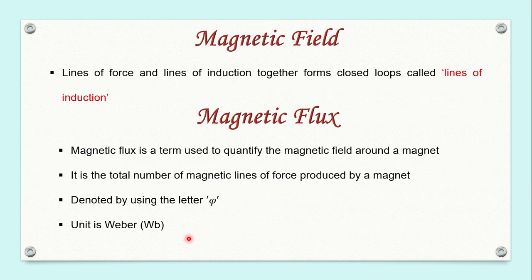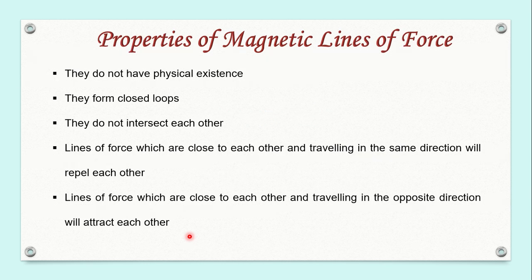Now let us see the properties of magnetic lines of force. What are the various properties of the magnetic lines of force? As we know, they are imaginary lines. They do not have physical existence, and they form closed loops. We have seen that magnetic lines of force and lines of magnetization together form closed loops known as lines of induction, and they do not intersect each other. The magnetic lines of force will not intersect each other.